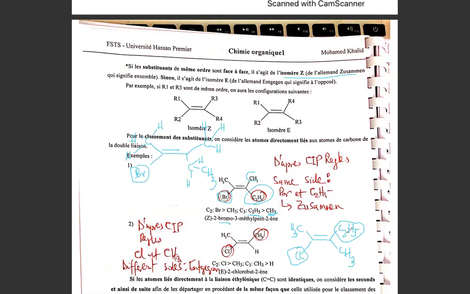Now, if you have two different substituents on a double bond, that is a carbon with sp2 hybridisation, we are going to apply what we call Zusammen or Entgegen. If the two different substituents are found on the same side, we use Z, and if they are found on opposite sides, we're going to use the E nomenclature.